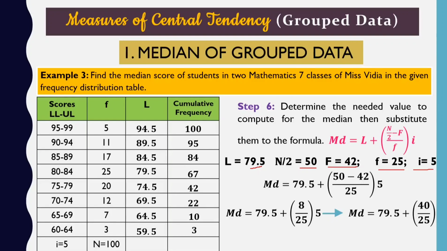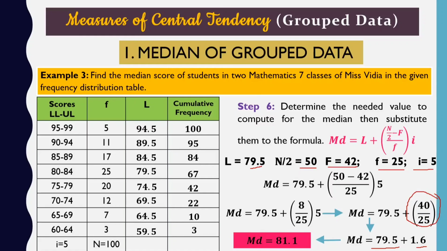In this case, we have multiplied 8 and 5. That's why we have written there 79.5 plus 40 over 25. Using the GEMDAS rule or MDAS rule, we simplify 40 over 25, or 40 divided by 25. The result is 1.6. We add 1.6 and 79.5 to get the value of the median, which is 81.1. So that is the median for example number 3.